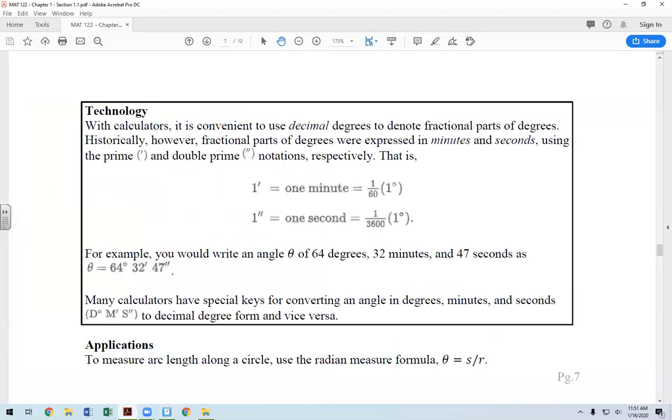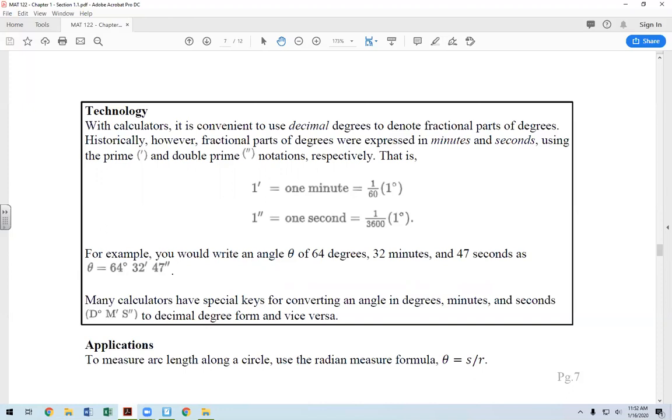So let's get back to our handout. Here they're saying that with calculators it is convenient to use decimal degrees to denote fractional parts of degrees. But normally, when you get fractional answers for degrees, we do like to convert them into minutes and seconds. As notation, we use a prime for minutes and a double prime for seconds. So if you're looking at a value like this one here, you're saying your angle is 64 degrees, 32 minutes, and 47 seconds.